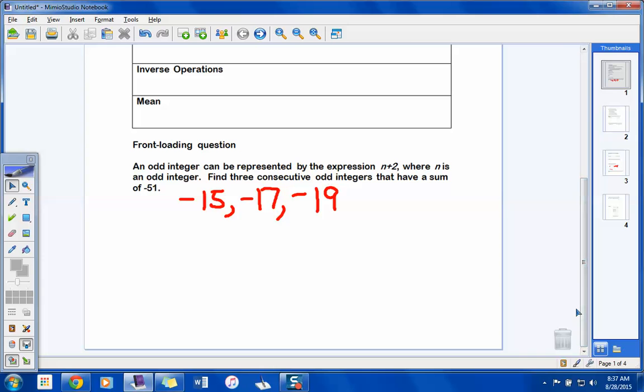All right, so we began the lesson here by saying, or they say, an odd integer can be represented by the expression what here, guys? Why the plus 2? In other words, we're saying if your first odd integer is n, I'm going to let this be the first odd integer. And you don't want to write this down, okay?